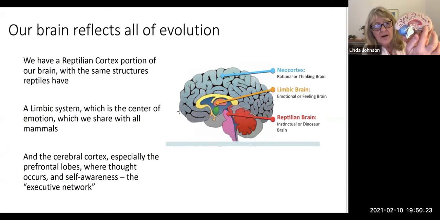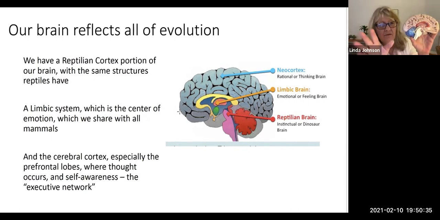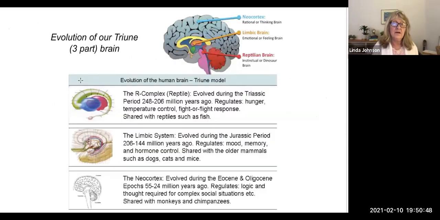Now, thought occurs here in this part of your brain, emotion in the middle. Thought and emotion communicate with each other. This part of the brain is involved. The back is vision, and this part here is movement and feeling your senses. The front is your executive network. So other animals have the vision and the movement, but they don't have as big a prefrontal lobe. So let's look at each of these.